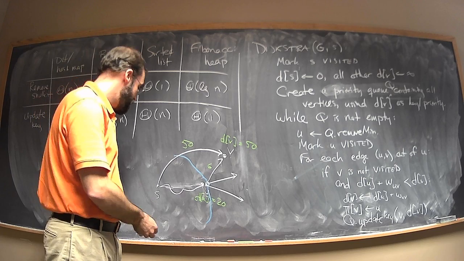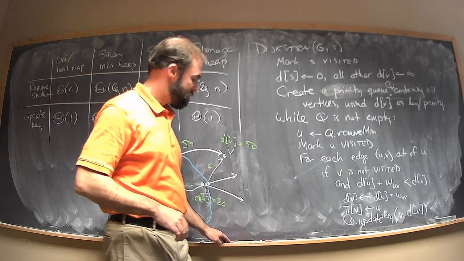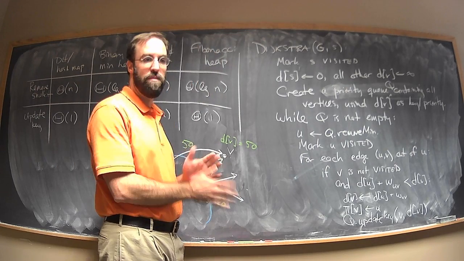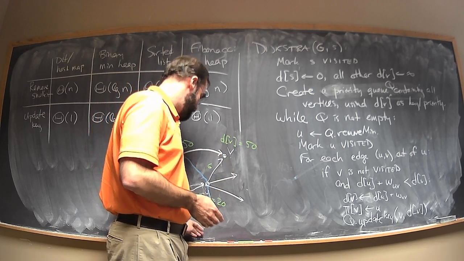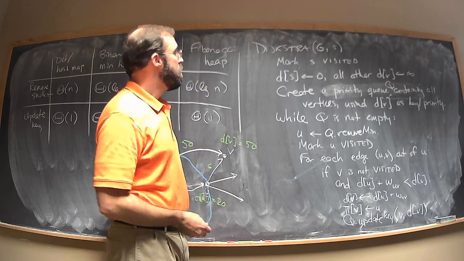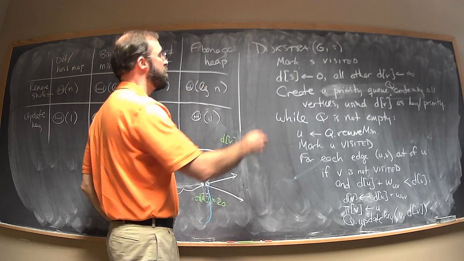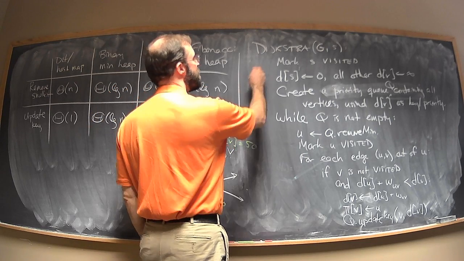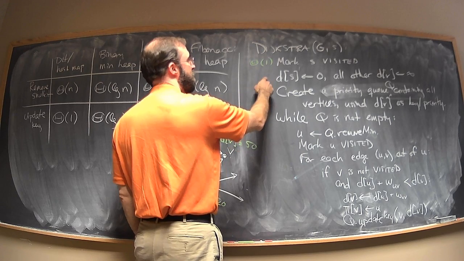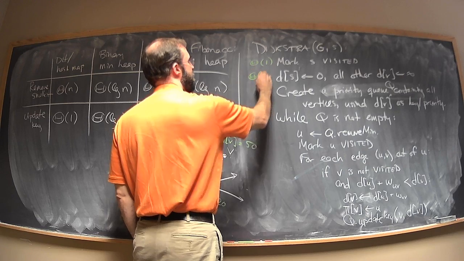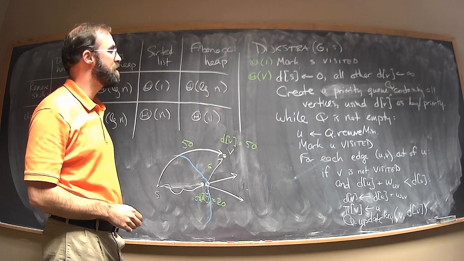All right, so let's analyze how long this takes, because we're trying to make something faster than theta of VE. I'll use green again. This stuff, marking S as visited, is theta 1. And this is theta V, to set the D value for all the vertices.